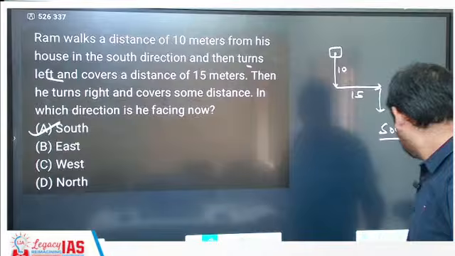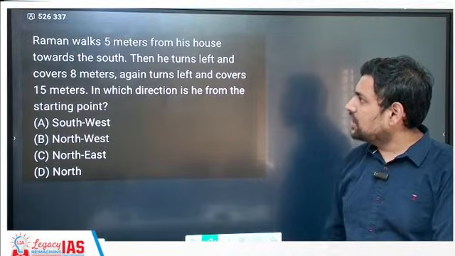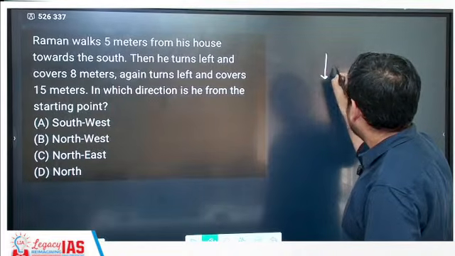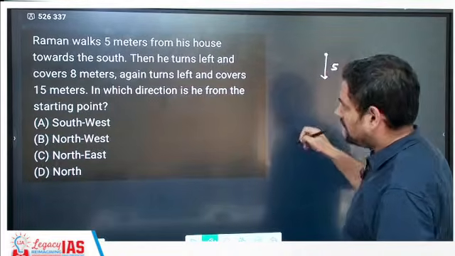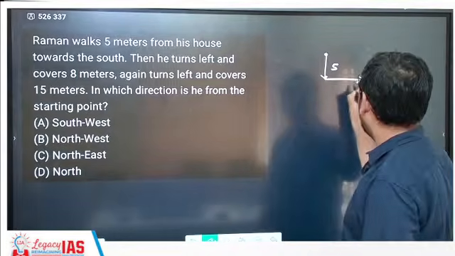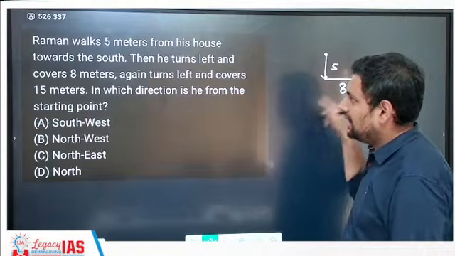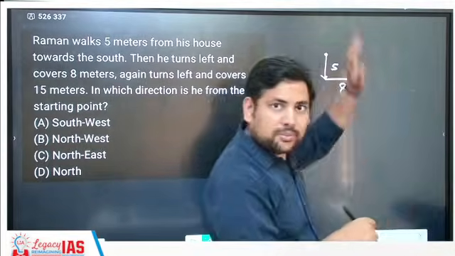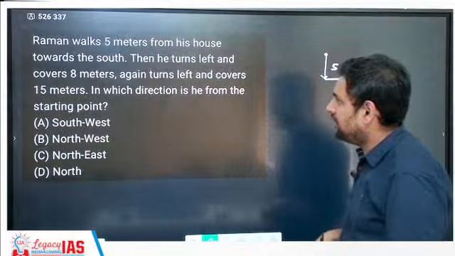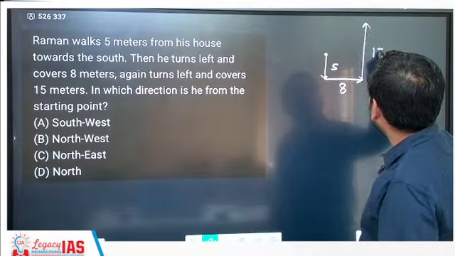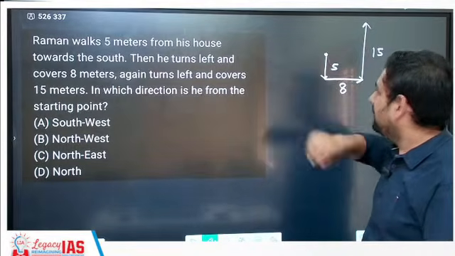Let's do another. Raman walks 5 meters from his house towards the south. Then he turns left and covers 8 meters. Then again he turns left. From here, left would be above. Again he turns left and covers 15 meters. So he goes 15 meters, much higher.